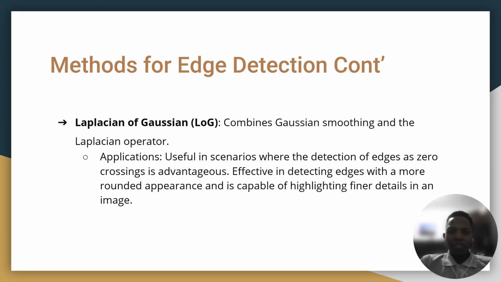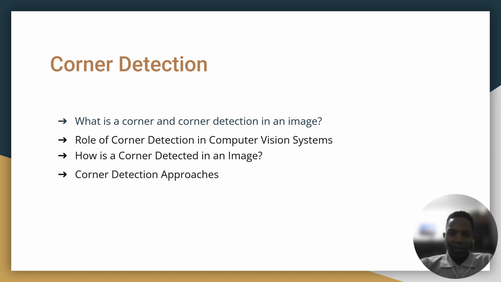Its useful applications usually include scenarios where the detection of edges as zero crossings is advantageous, and it's effective in detecting edges with a more rounded appearance, and is capable of highlighting finer details in an image. Like we saw for our previous ones, like Prewitt and Sobel, they worked better with images where the edges are going to be vertical and horizontal, but this Laplacian of Gaussian method works very well with scenarios where images even have rounded appearance. So that is what we had for edge detection.